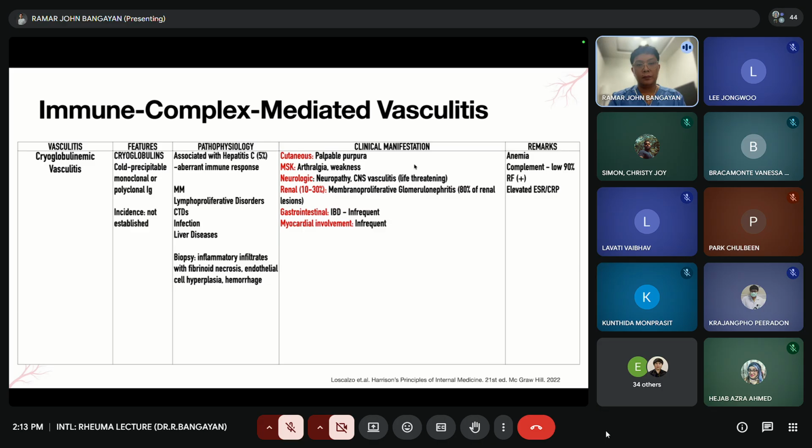Now, look at this clinical manifestation. It's just generally similar with other similar vasculitides.